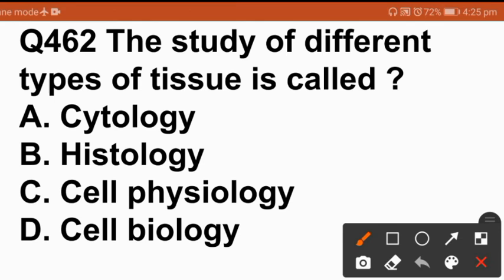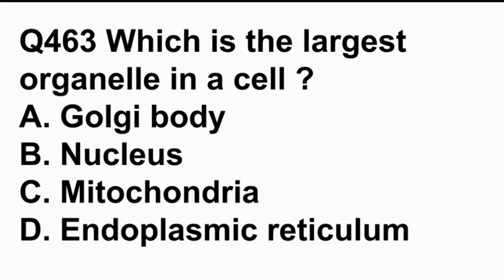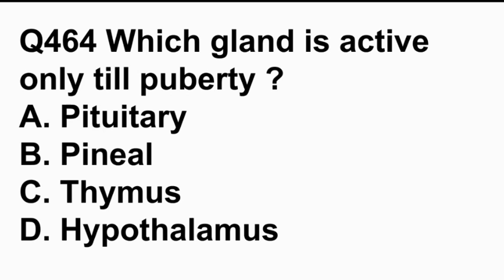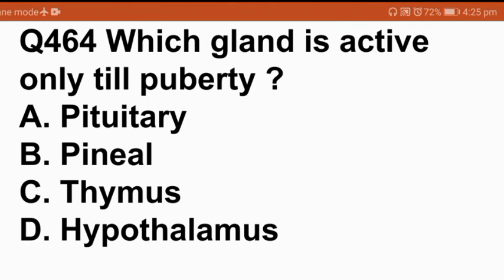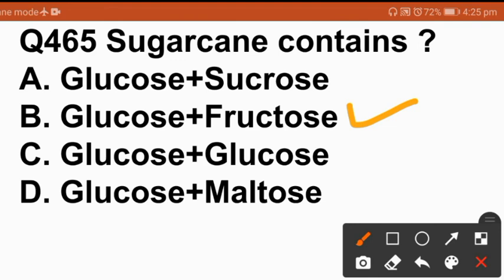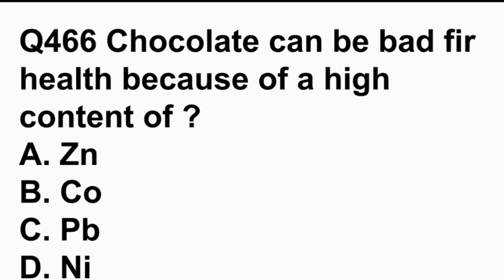Which is the largest organelle in a cell? B. Nucleus. Which gland is active only till puberty? C. Thymus. Sugarcane contains B. Glucose plus fructose. Chocolate can be bad for health because of a high content of D. Nickel.